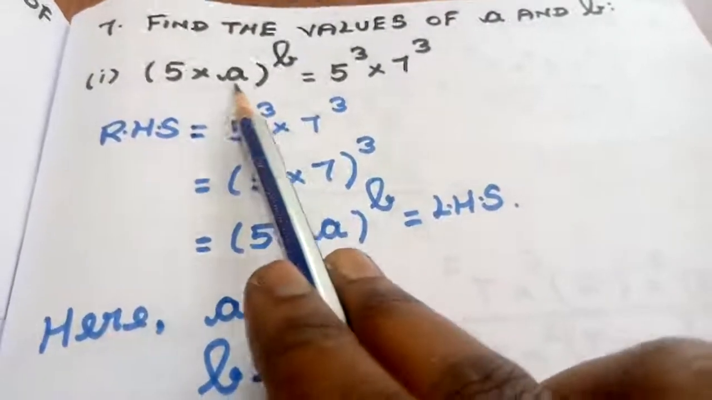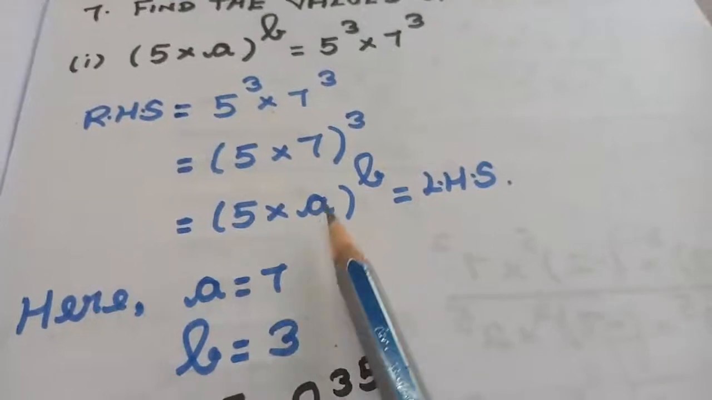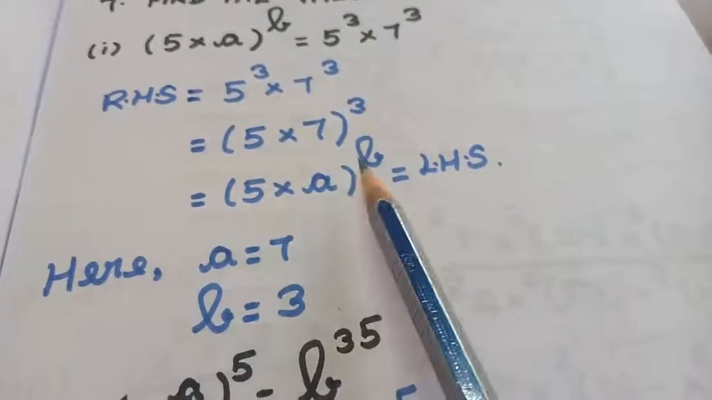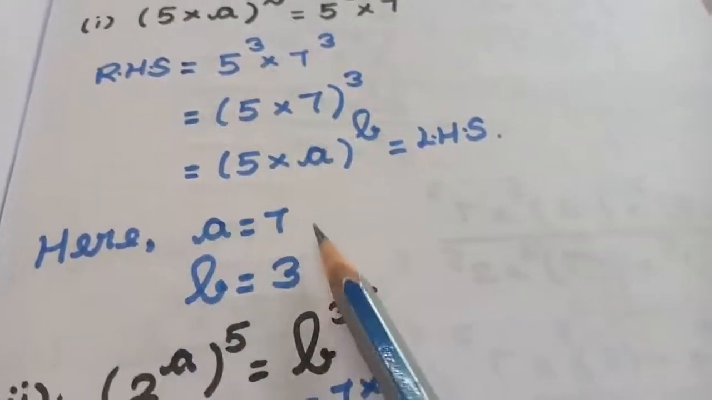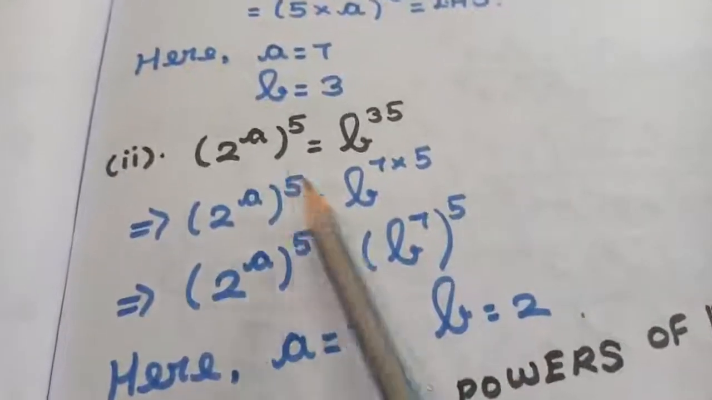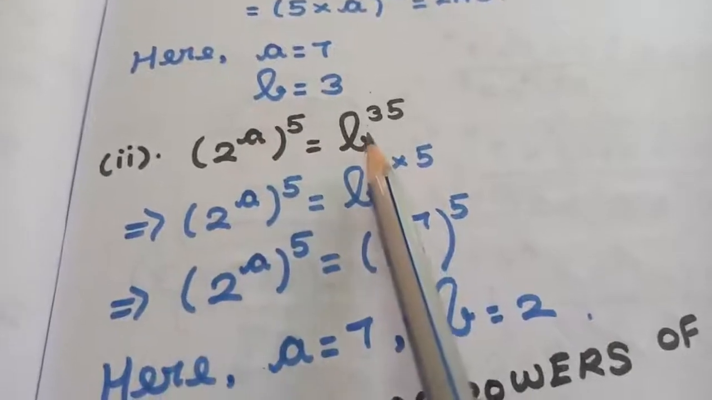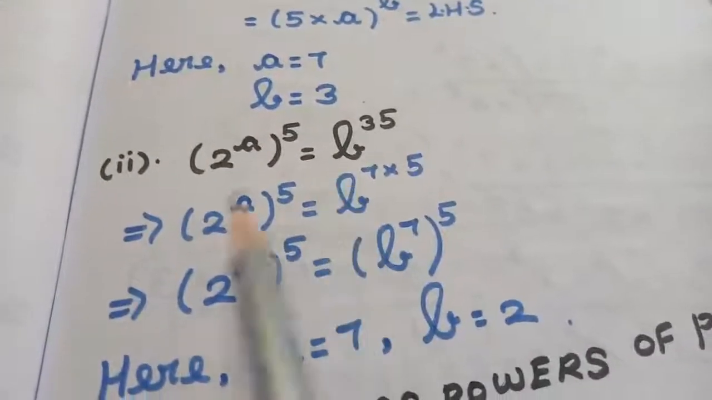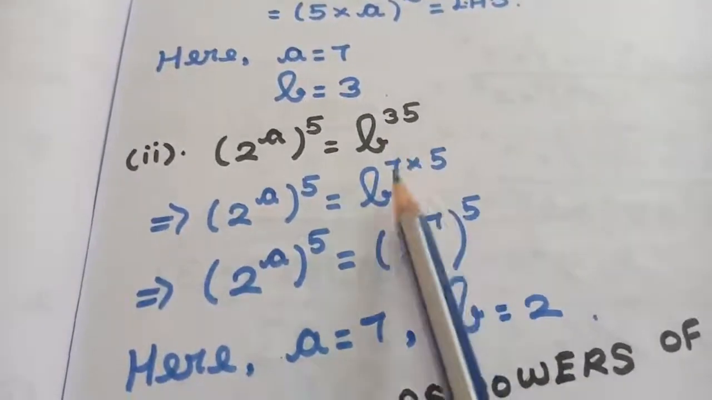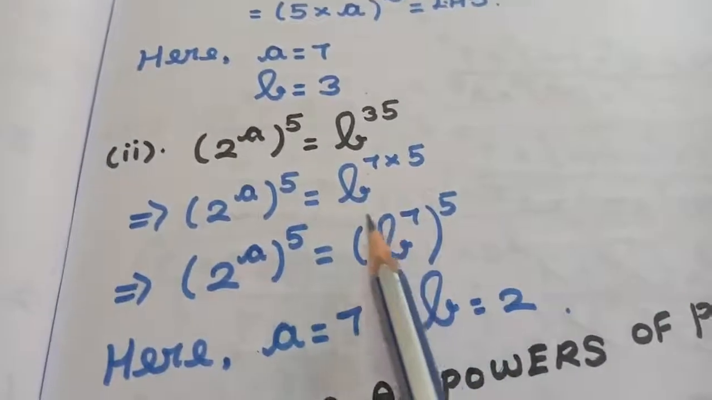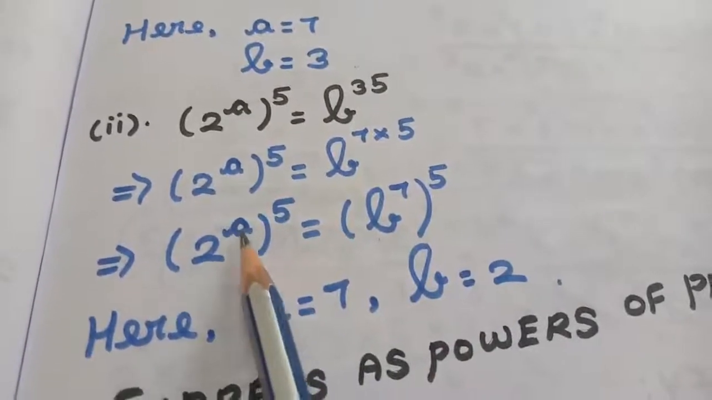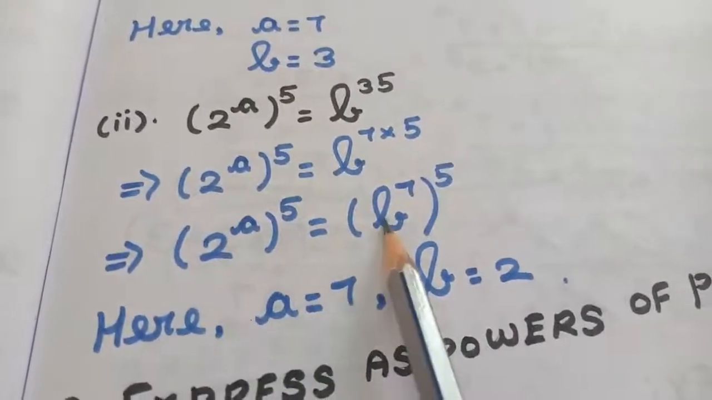I am going to compare the left hand side part, that is of the form 5 into A whole to the power B, which is equal to the right hand side. Just check the position. In place of A, you have 7, and in place of B, you have the value 3. But in this case, left hand side and right hand side, we have unknown values. I am going to take it simultaneously. While taking it simultaneously, you calculate in such a way: 35, 7 into 5. Then I write it in the bracket. So B to the power 7 whole to the power 5. Now if you check the position, in place of A, I have 7. In place of B, I have the value 2.